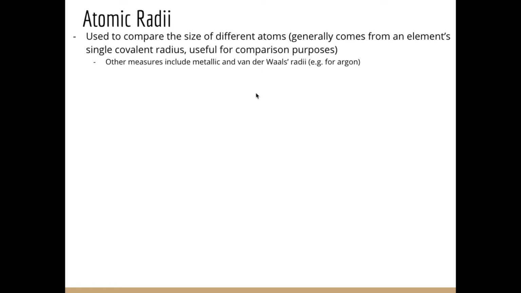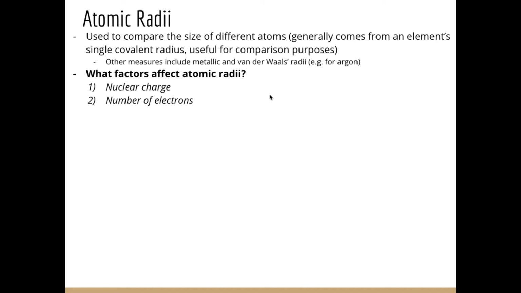But we're just going to be comparing the covalent radii because that's useful for comparison purposes. Now, argon being a noble gas doesn't really form covalent molecules, so we kind of just ignore argon as a bit of an anomaly because we can't get the covalent radius. We can get the van der Waals radius, but that wouldn't be the fairest comparison.